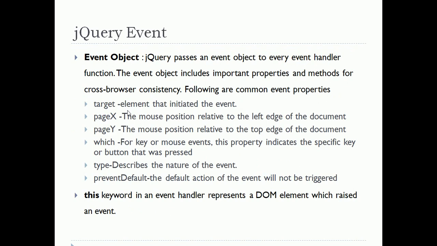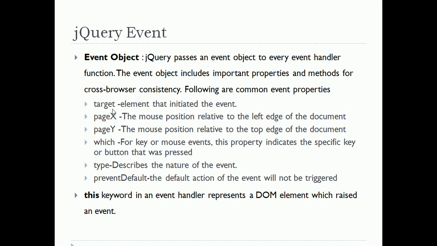Let us see one more interesting object in events. It is called the event object. jQuery passes an event object to every event handler function. You may use it or you may not use it, but if you want to use it, you definitely get some important properties and methods for cross-browser consistency. Here I included some common event properties, and definitely there are more than these, but here I covered only the most frequently used properties.